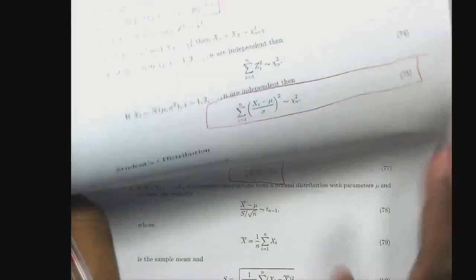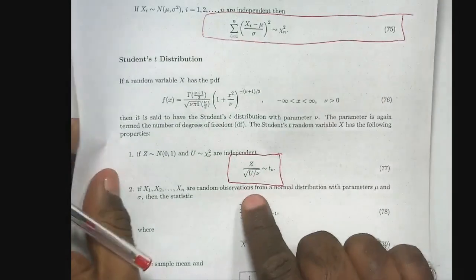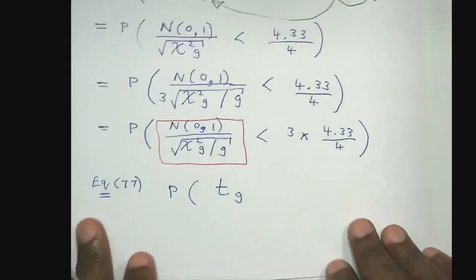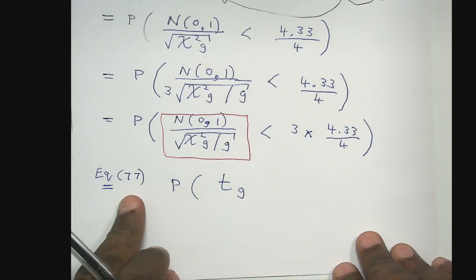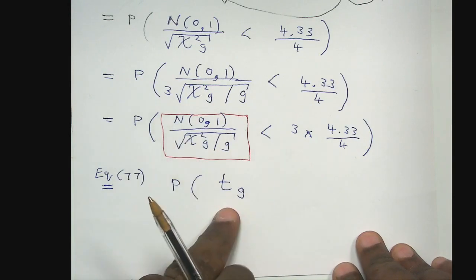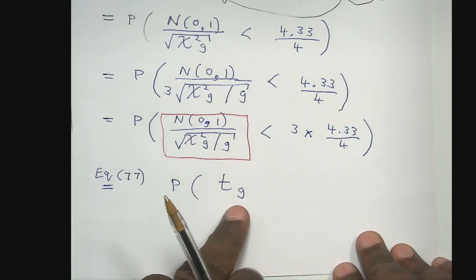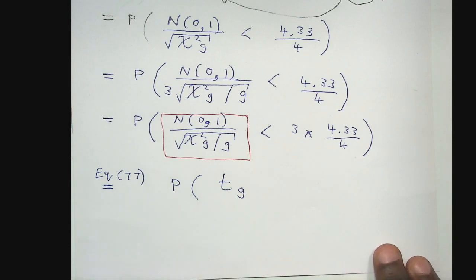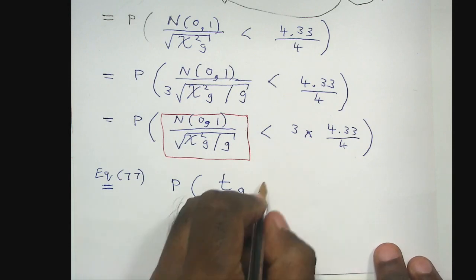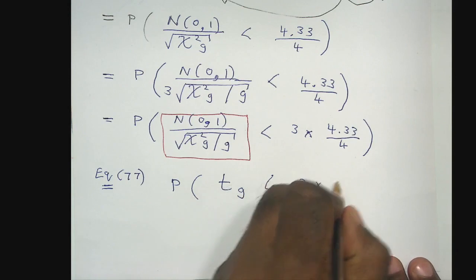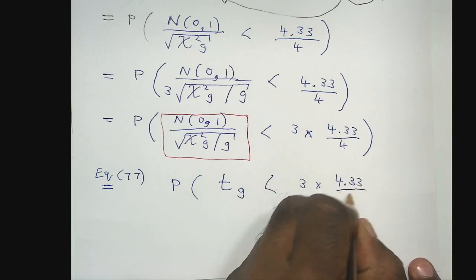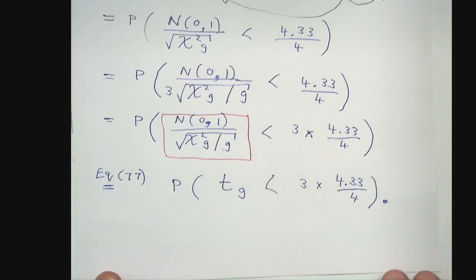Then we did this in the class, right? So that's what I have used. If you use equation 77, this is equal to a student's T random variable with degrees of freedom equal to 9. Okay? And it's equal to 3. So that's it. This is the answer, guys.